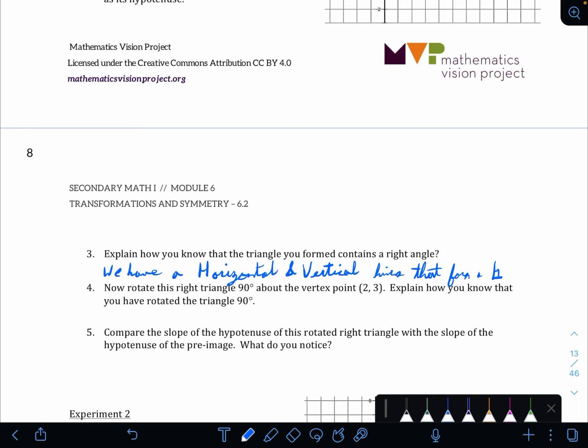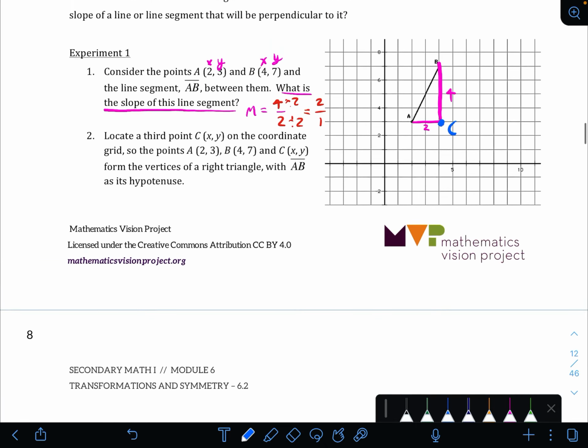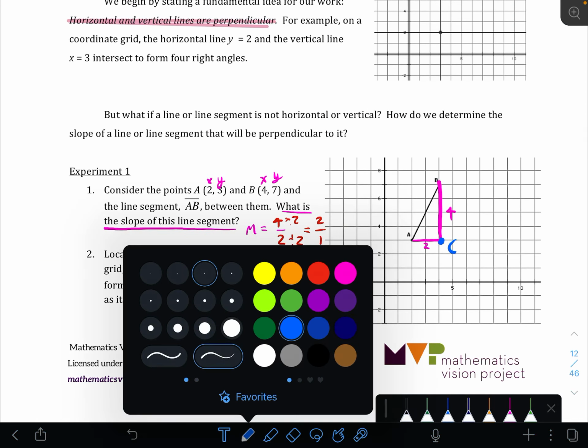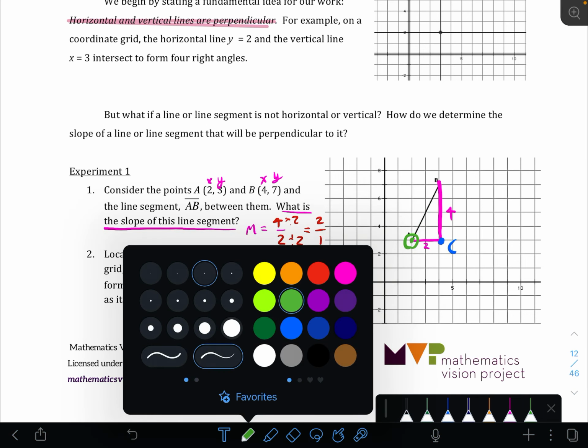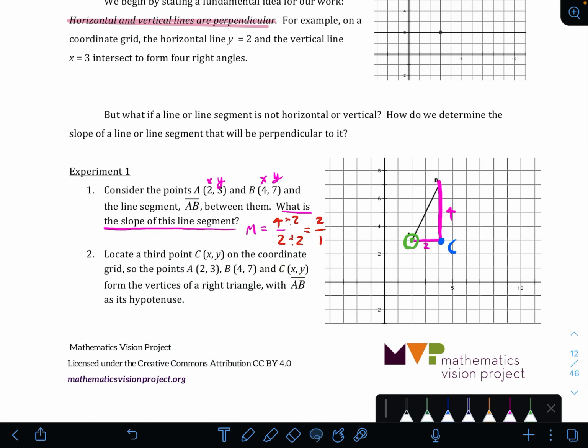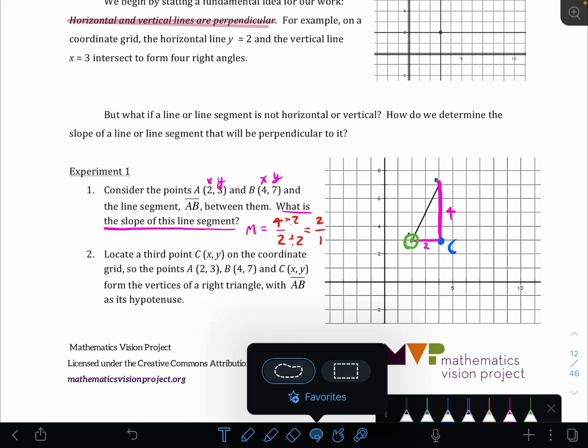All right, now rotate this triangle 90 degrees about the vertex point 2, 3. So this is where we're going to get out our patty paper, which you should have gotten from the center of the room. You're going to put the center of your pencil at point A. That's the coordinates 2, 3. 1, 2, 1, 2, 3. Okay, put the center of your pencil at that point. Trace the triangle on your patty paper. And we're going to rotate it. I do it a little bit differently on my iPad, so just kind of trace it on your own.